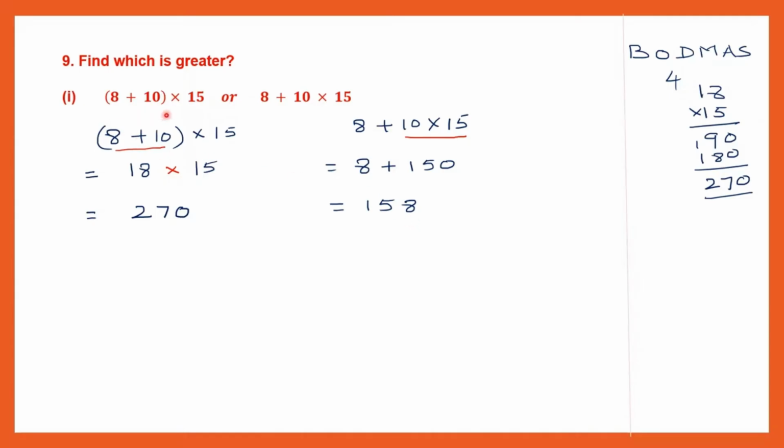So this expression is greater than this. So we need to write that. We need to write 8 plus 10 within brackets into 15. Now this whole thing is greater than 8 plus 10 into 15 without brackets anywhere.